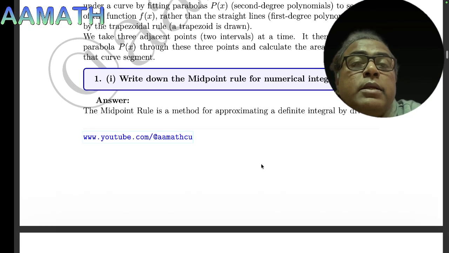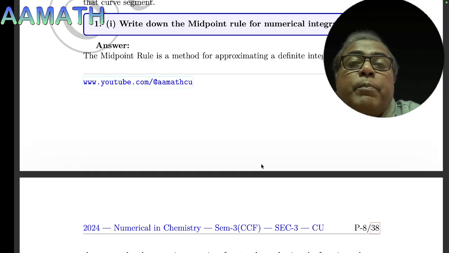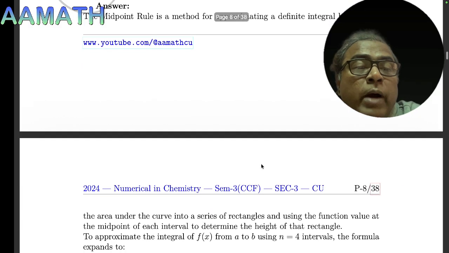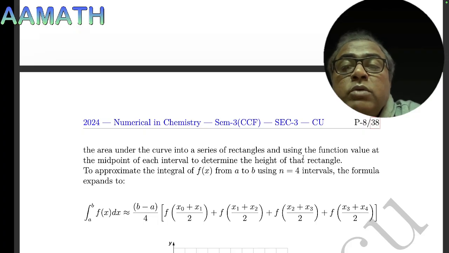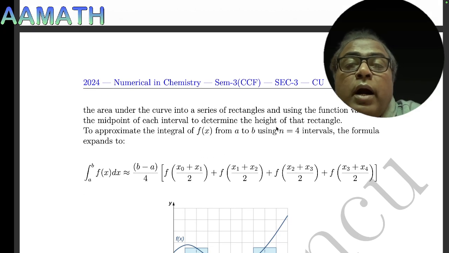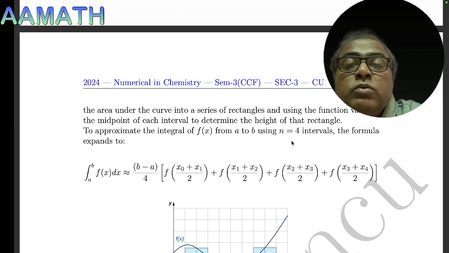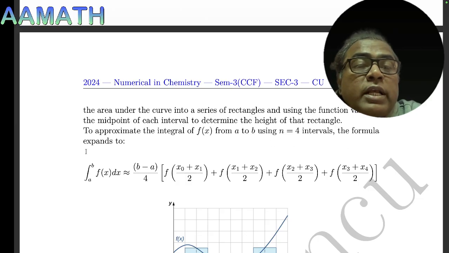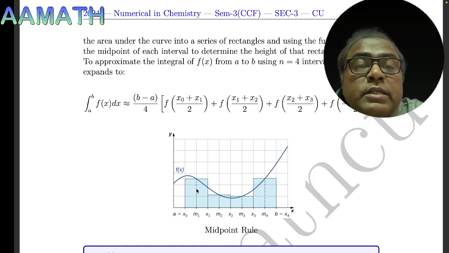Next one, I write down the midpoint rule for numerical integration. The midpoint rule is a method of approximating a definite integral by dividing the area under the curve into a series of rectangles, using the function value at the midpoint of each interval to determine the height of that rectangle. To approximate the integral of f(x) from a to b using n equal to 4 intervals, the formula expands like this. So we want to find this integration from a to b of f(x) dx.